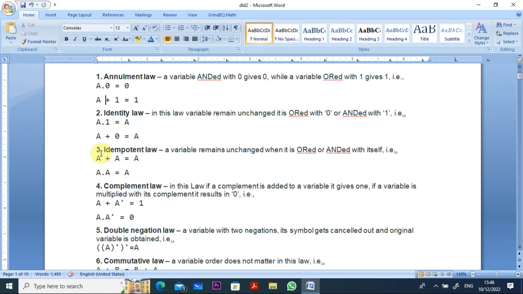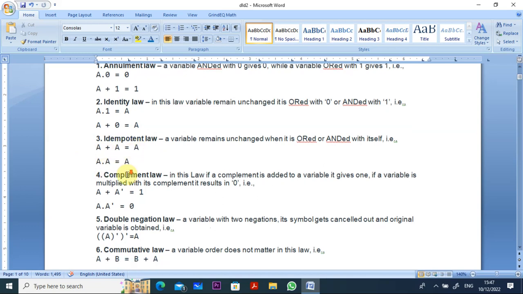Then the idempotent law. What is it telling? A plus A is equal to A. That means 1 plus 1 is equal to 1. Here, binary addition is different: binary 1 plus 1 is equal to 10. But here in Boolean algebra, A plus A is equal to A, and A into A is also A.